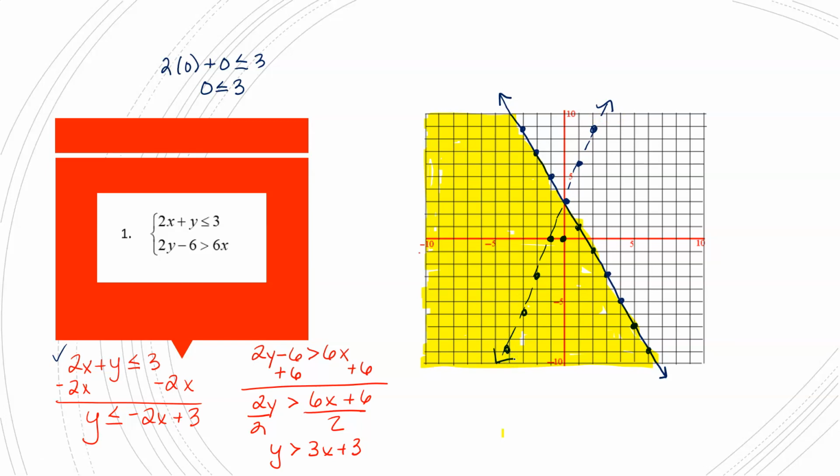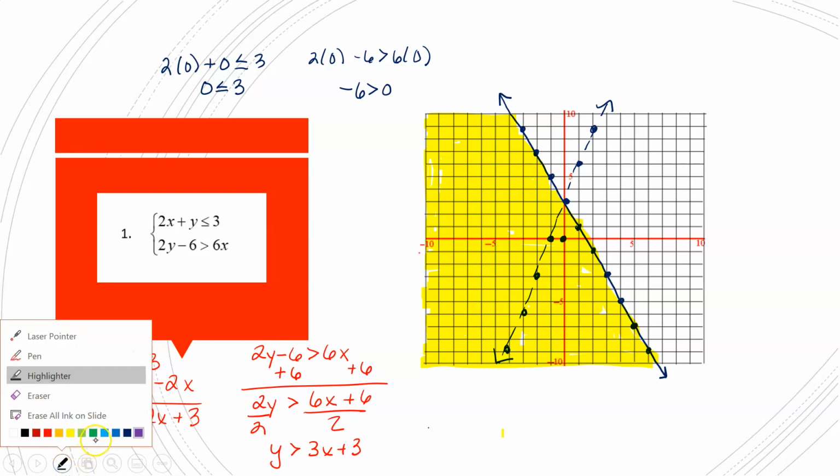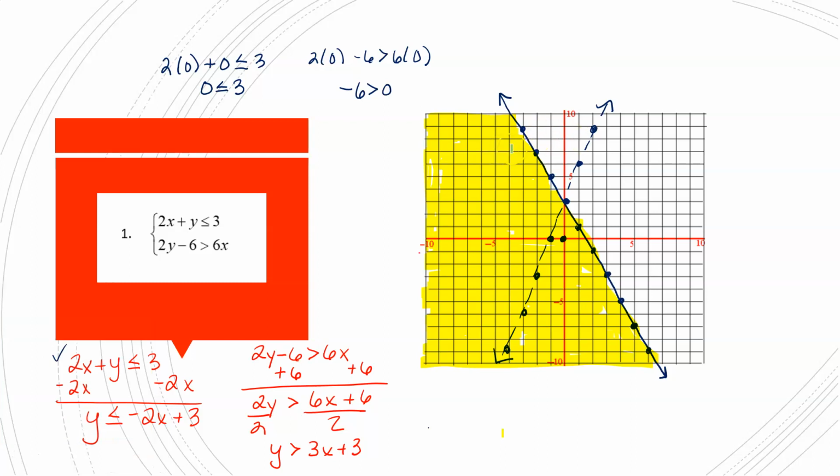So I'm going to use that same test point, and I'm going to plug it into the original. So I have 2 times 0 minus 6 is greater than 6 times 0. So I end up with negative 6 is greater than 0. Is it? No. So we need to color the opposite side of the test point. So I'm going to color, let's use light green. I'm going to color the side to the left because it's opposite of the test point.